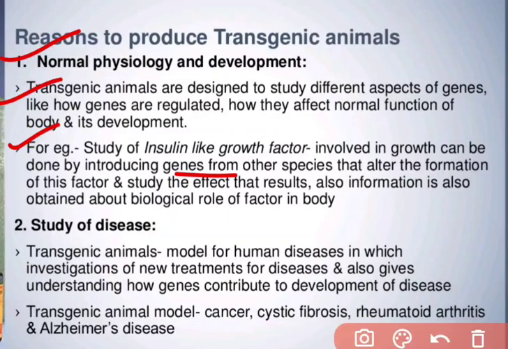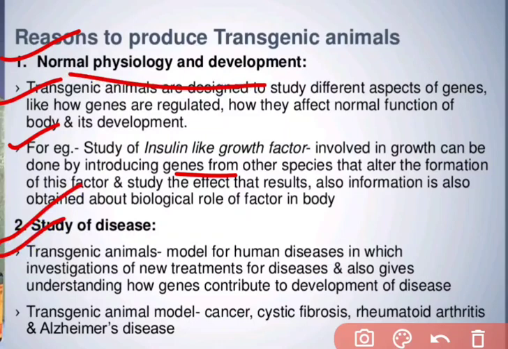This one is the key importance of transgenic animals. Study of disease. The first one was normal physiology and development. If you have to find out any factor's normal biological role in the body, or how factors work and play a role in development, we need transgenic animals. Study of disease: transgenic animals serve as models for human disease, in which investigation of new treatments also gives an understanding of how genes contribute to the development of the disease. So if we have to study any human disease, the investigation should first be done on transgenic animals.